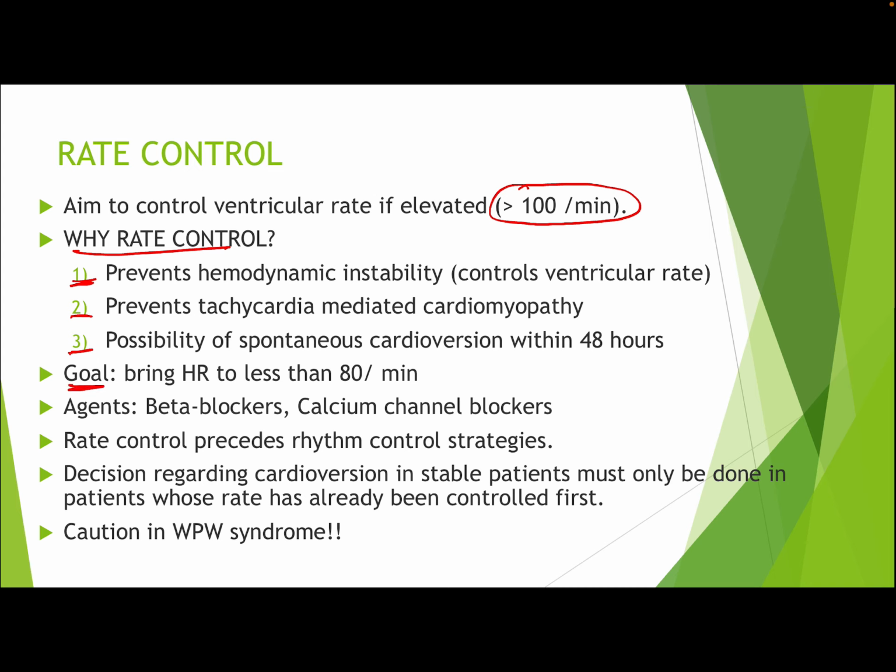So the goal of rate control is to bring the heart rate to less than 80 per minute. And we should not really start a rate control agent if the heart rate is already less than 80. The agents we use are beta blockers, calcium channel blockers. Now this is important. Rate control always precedes a rhythm control strategy. So any decision regarding cardioversion or any further rhythm control strategy in stable patients must only be done after the rate has been controlled first.